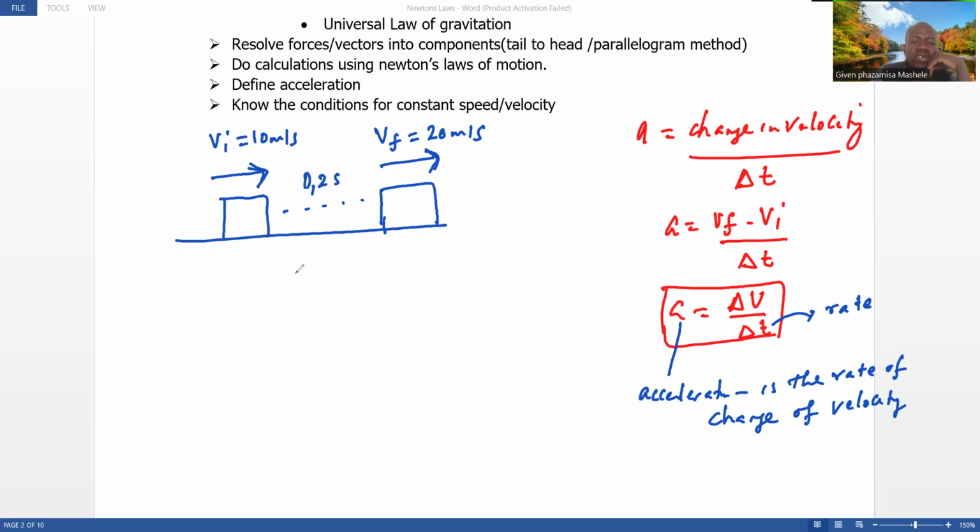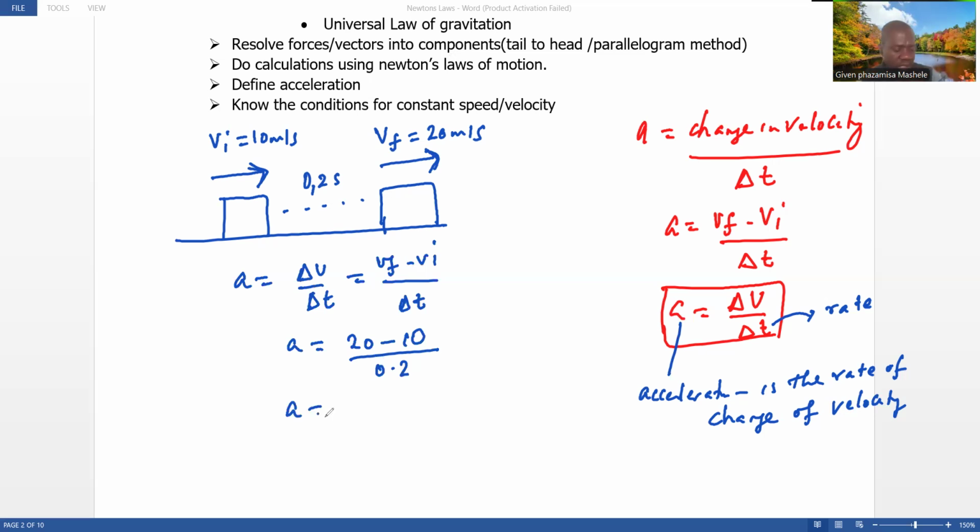So acceleration, we know, is the change in velocity over change in time. And what is the change in velocity? Final minus initial. So what is the final velocity? 20. Initial is 10, over 0.2. So the acceleration will be how much? 10 divided by 0.2. This will give us 50 meters per second squared. You see that here the acceleration is not 0.